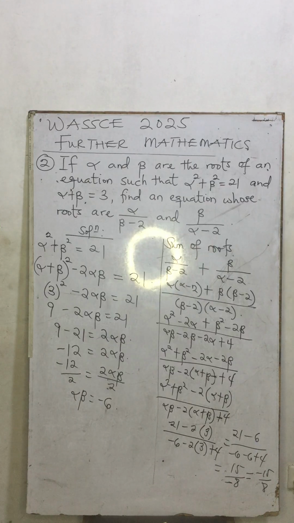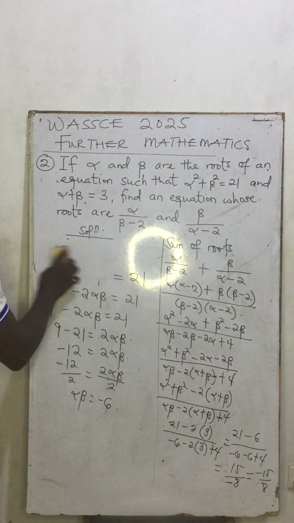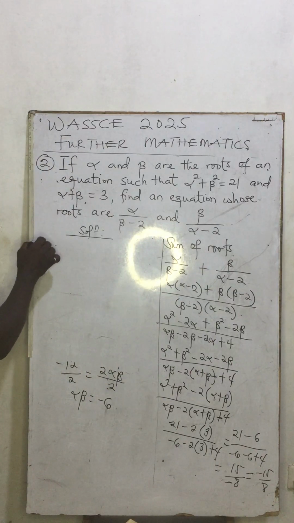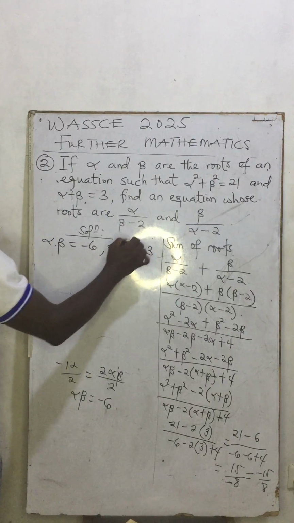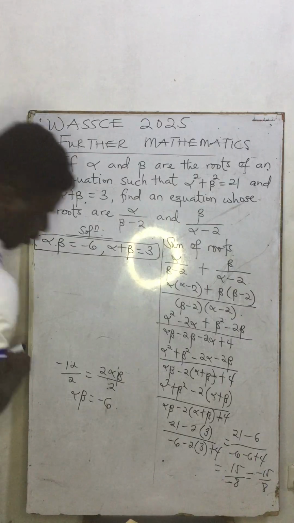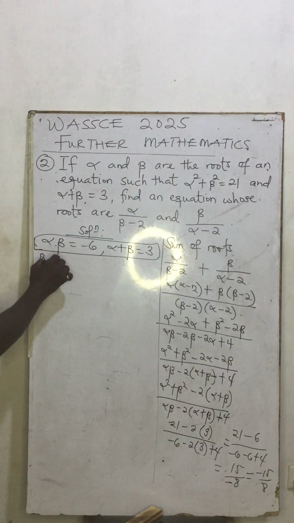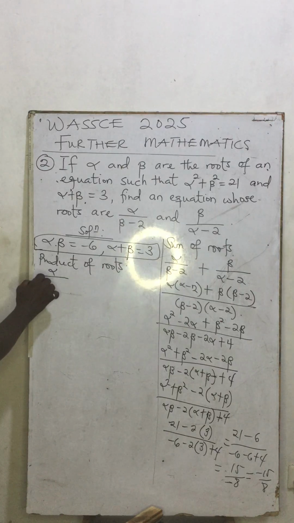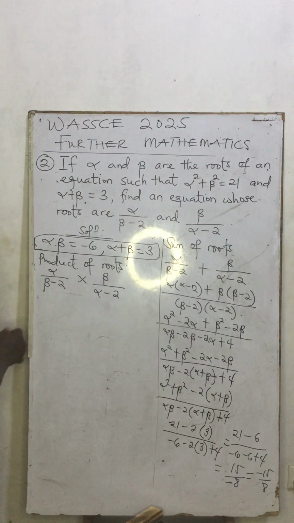Now let's see the product of the new roots. So here, alpha beta we had. So let me put it here. Alpha beta is just -6. We have alpha plus beta to be 3. So we put it here, that we use that. So now we have to find the product of the roots, which is alpha over beta minus 2 times beta over alpha minus 2.